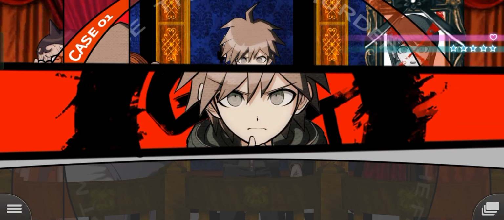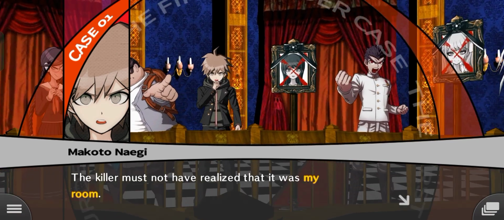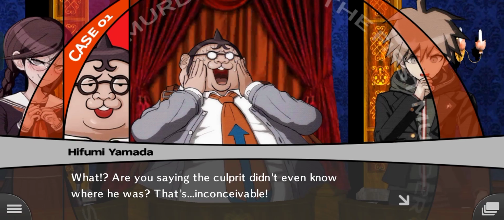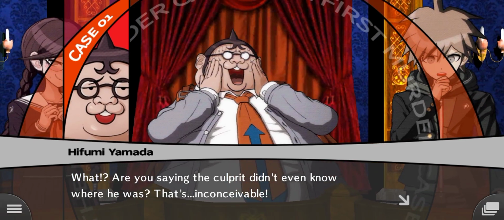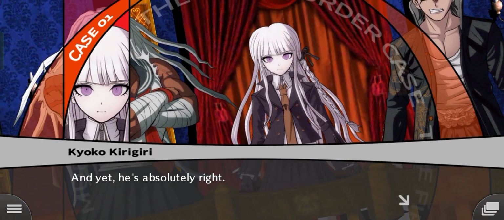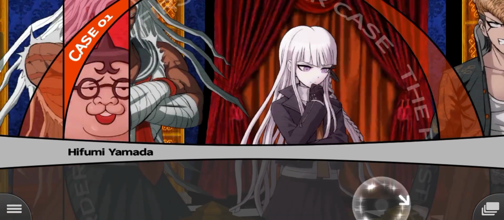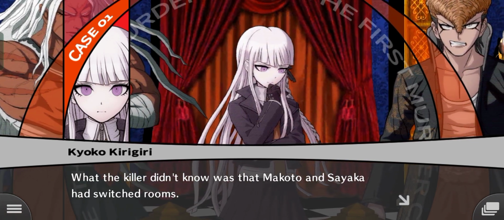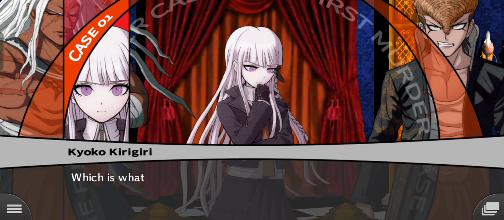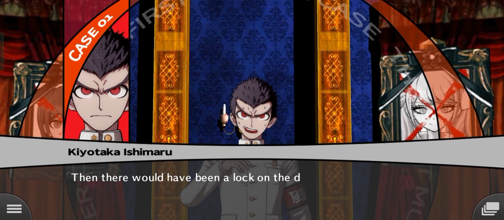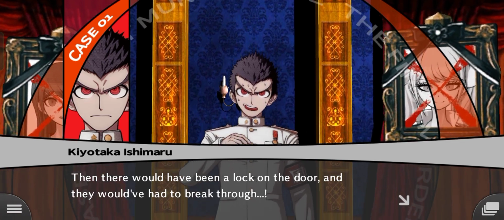I got it! The killer must not have realized that it was my room. What? Are you saying the culprit didn't even know where he was? That's inconceivable! And yet, he's absolutely right. Say what? Well, to be more specific, what the killer didn't know was that Makoto and Sayaka had switched rooms, which is what led to the misunderstanding about the bathroom. If Sayaka had been in her own room, then there would have been a lock on the door, and they would have had to break through.